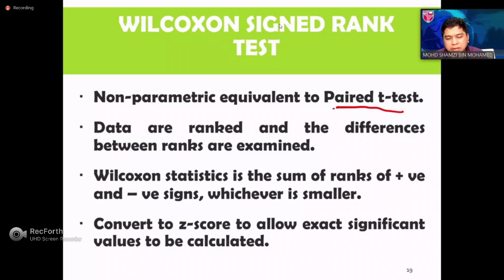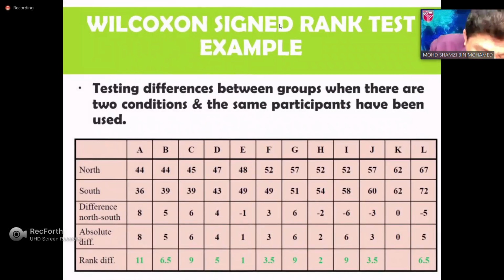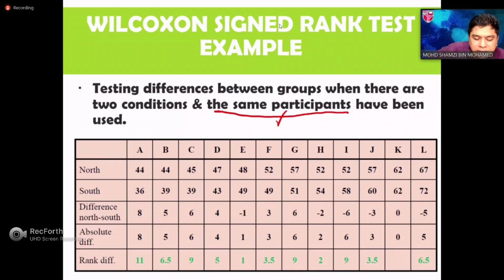Convert to z-score to allow the exact significance value to be calculated. Okay, for instance, so paired t-test means what? Same participant, of course. This has been met, same participant, but testing between differences, due to two extreme conditions, two different conditions, but same participant. So you call this paired t-test.